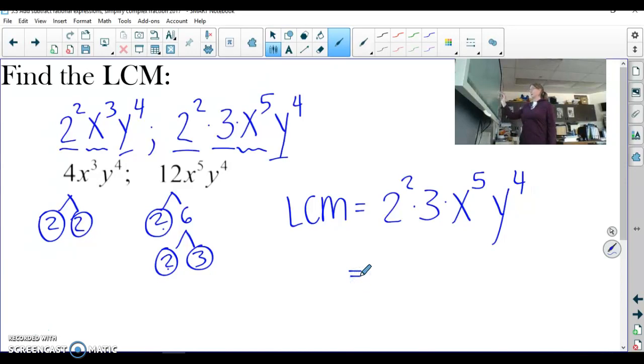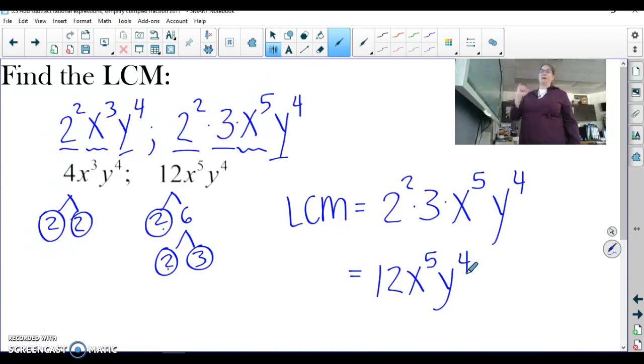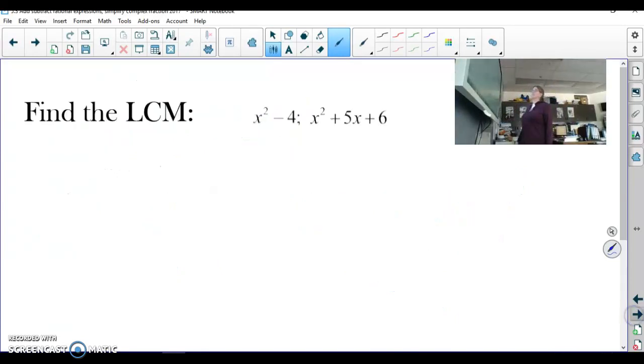2 squared is 4, 4 times 3 is 12, so 12x to the 5th y to the 4th is the least common multiple between those two terms. And if you think about it just kind of logically, you've got 4 and 12, and the least common multiple of 4 and 12 would be 12, because 4 goes evenly into 12, and 12 also goes into itself once. X to the 3rd, you got x times x times x. X to the 5th, there's 5 x's. What's common to both is x to the 3rd, but you've got an x to the 5th, and that's the highest power of that factor, and then y to the 4th is the highest power of the other.